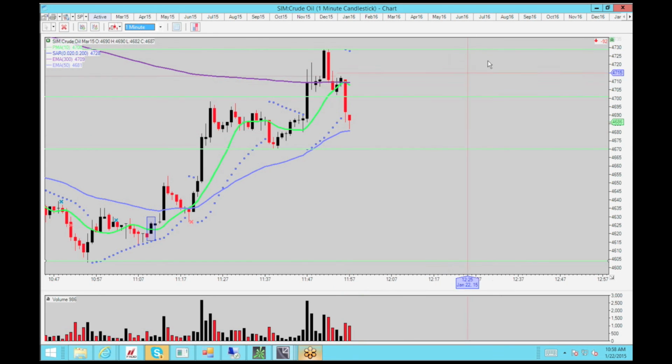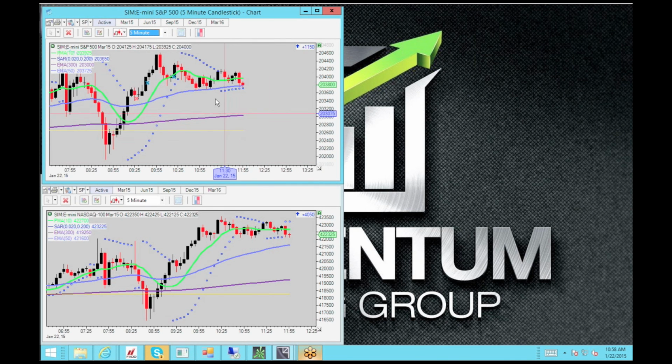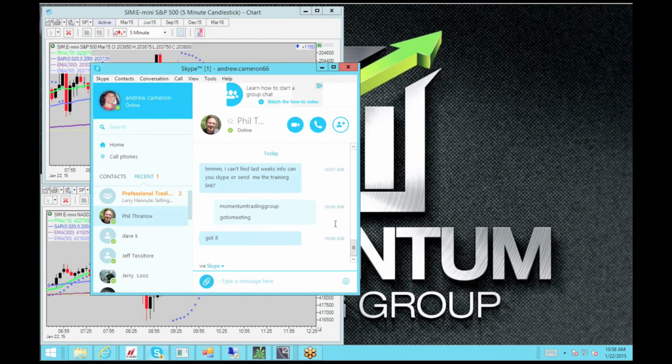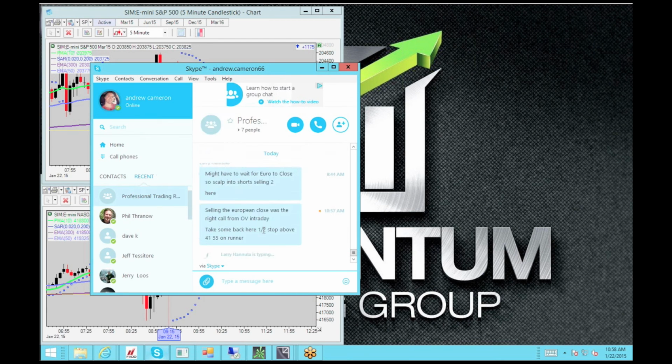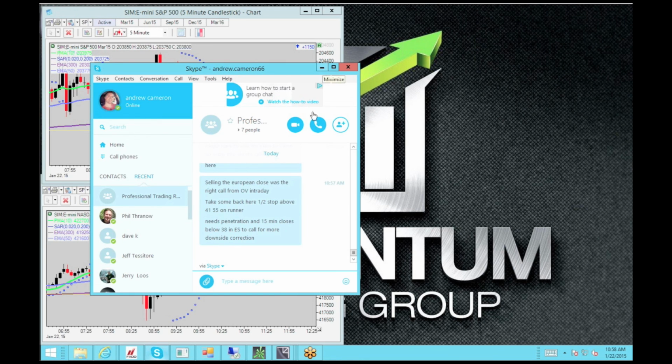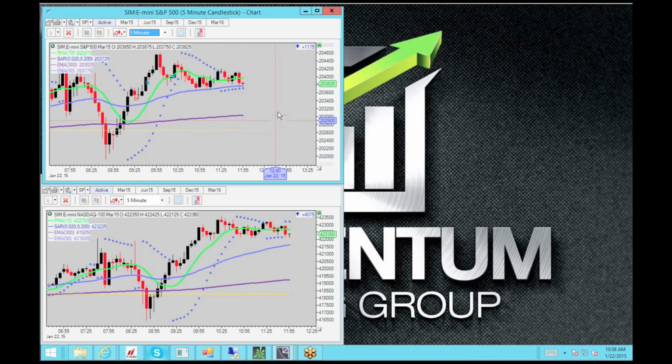Let's see what Larry's saying. I think he likes this as a potential long. Selling the European close was right call of the day. Takes them back here, half stop above 41.55 on runner. Needs to penetrate 15-minute close below 38 in the ES to call more downside correction. So he's saying that it needs to break this low here for it to move lower.